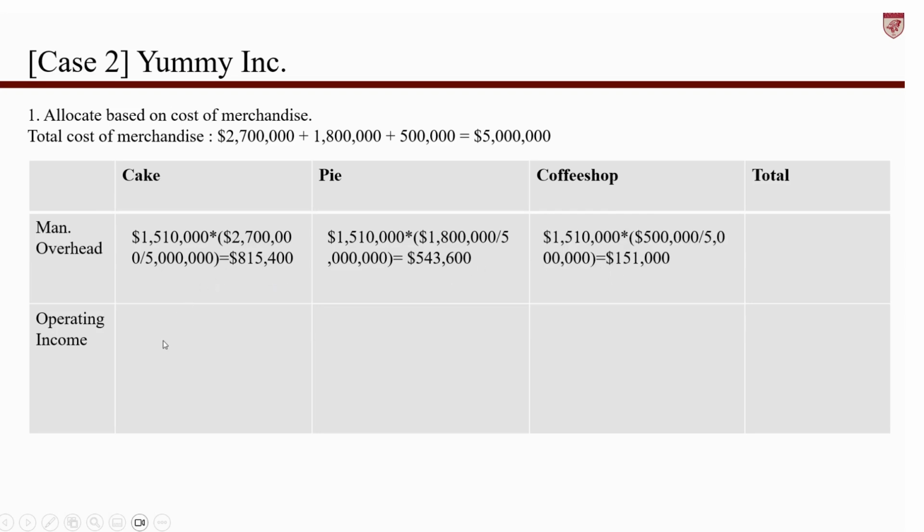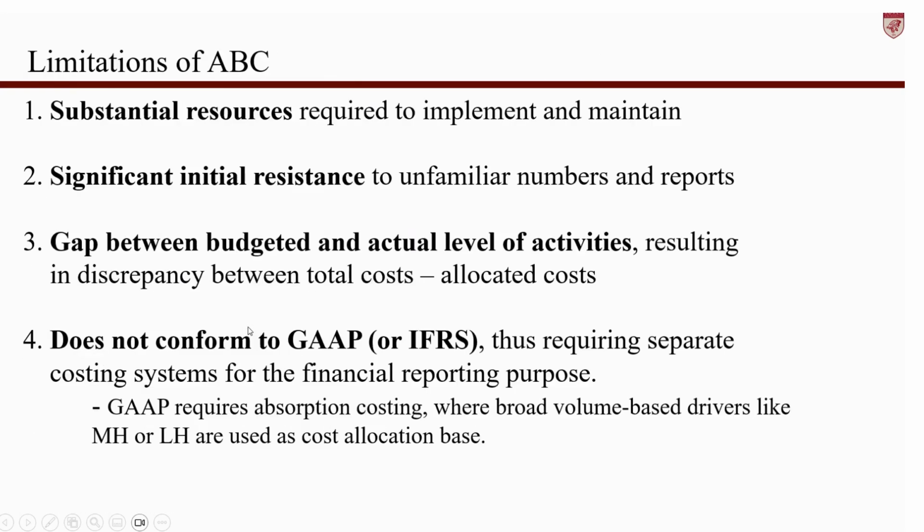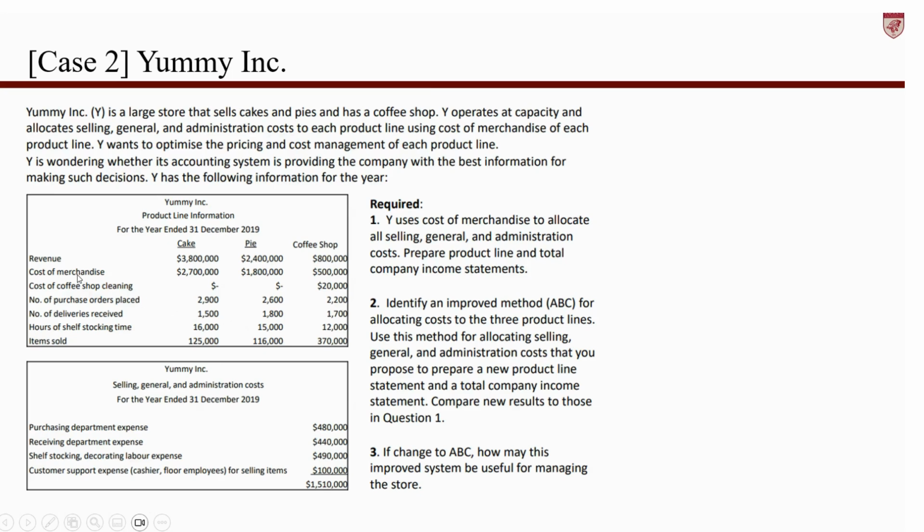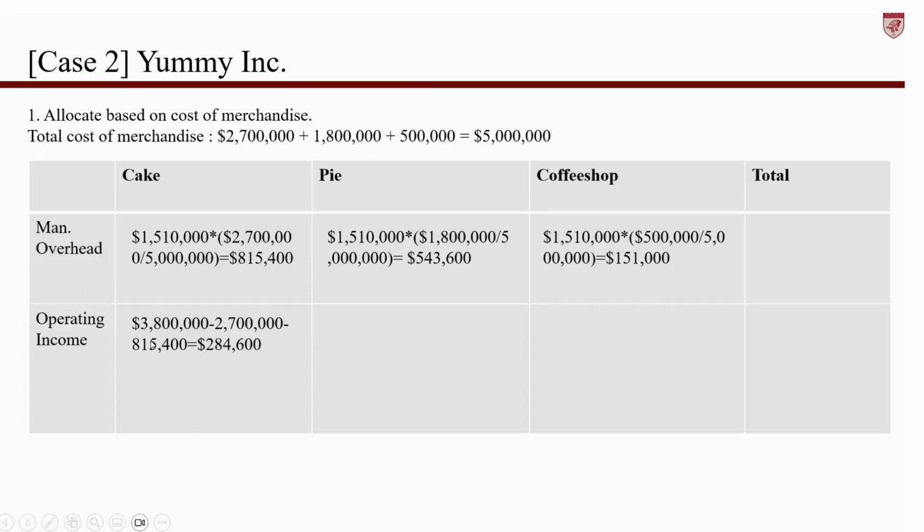Then the operating income will be nothing more than the revenue minus the cost, right? So revenue minus the cost of merchandise minus the SG&A incurred. Okay, so cake and pie.